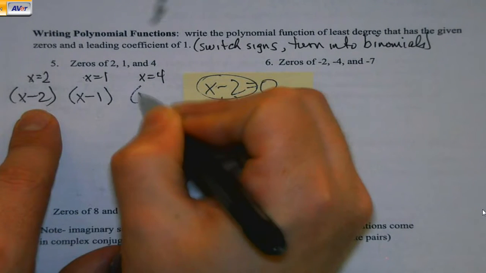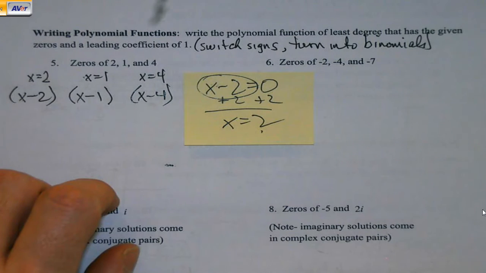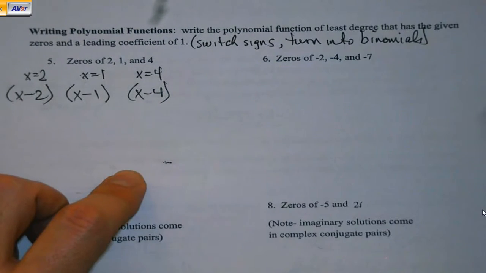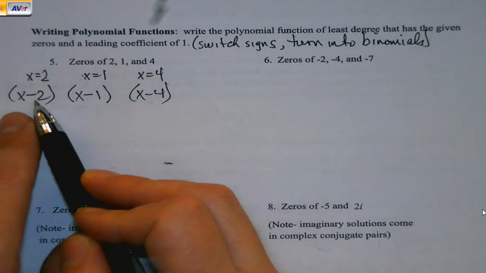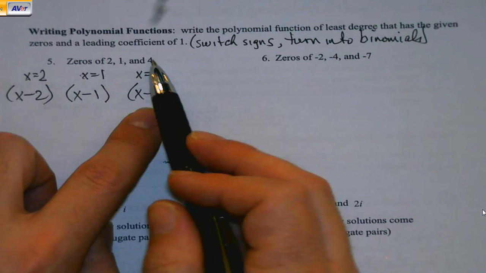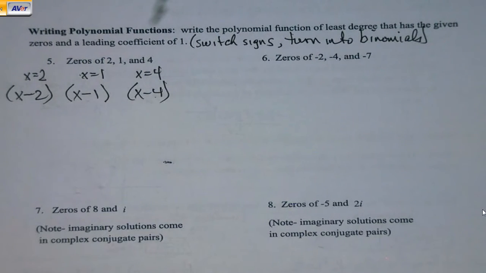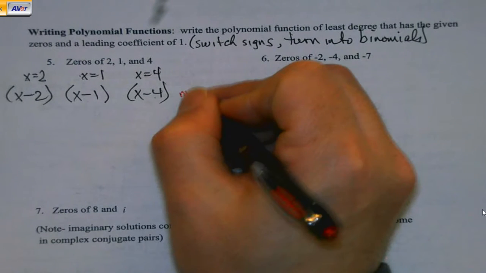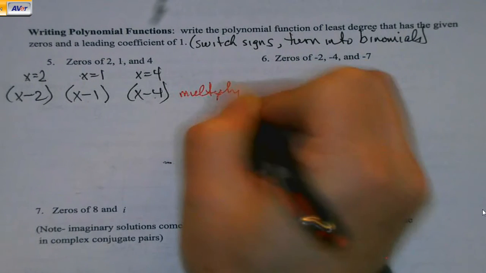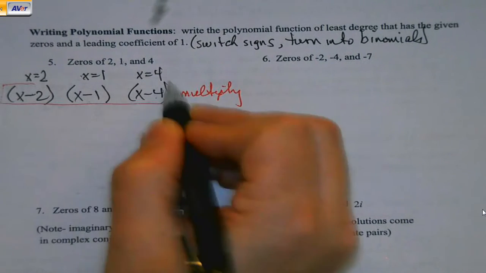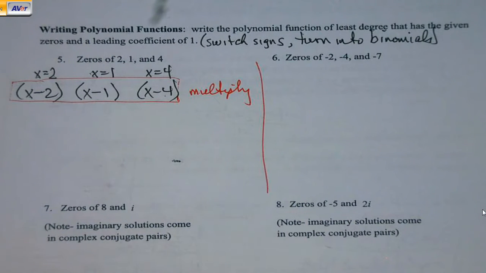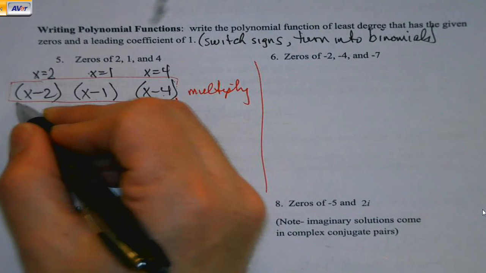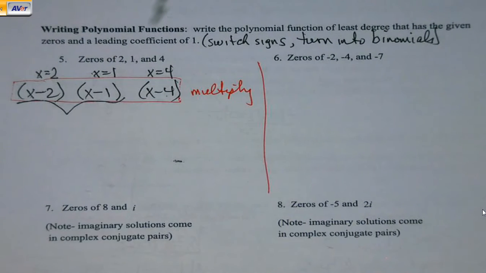And this is where the switch signs part comes into play. Because basically all I did to get the binomials was positive 2 became negative 2, positive 1 became negative 1, positive 4 became negative 4. So my job then is I need to multiply this stuff out. So suggestion, well really there's no other option, we're going to take two sets of parentheses at a time, and we're going to box or FOIL them out.